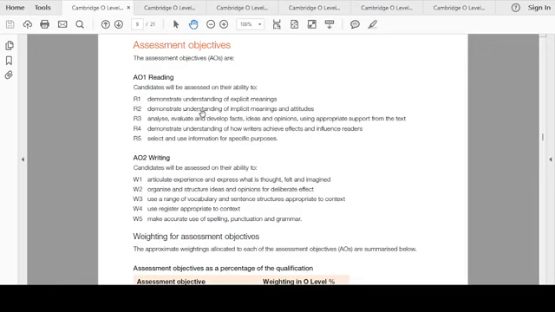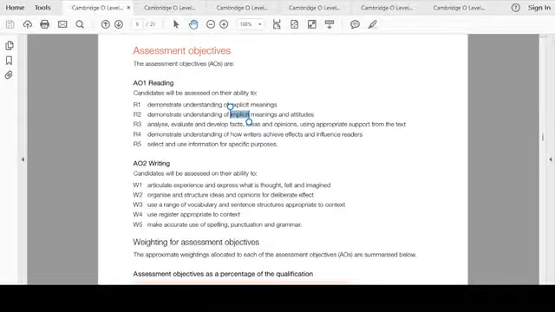R2 is demonstrate understanding of implicit meaning and attitude. Now, the implicit part is where something might be hinted towards in the text. They might give you certain clues, but it's not given to you directly. So you will have to think about it. You will have to do some processing and come up with the answer.